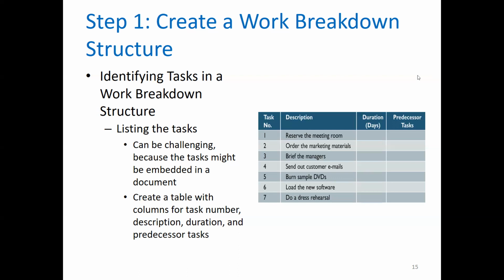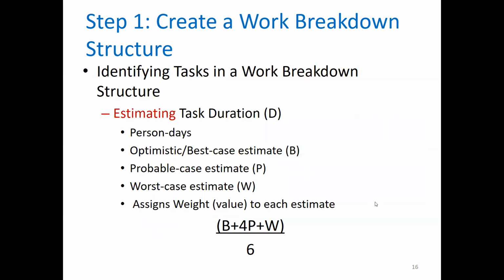Now, in predecessor tasks, we do not normally list down the description, but we list down the task numbers. So it's like order the marketing materials. The predecessor task over here is going to be 1. You're referring to task 1. Let's say send out customer emails. You can only send out customer emails once the manager has briefed about something. So the predecessor would be task number 3 in here, and so forth.